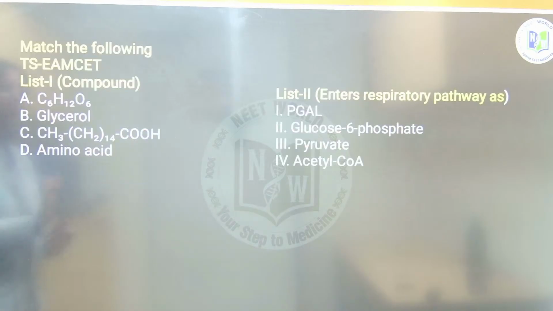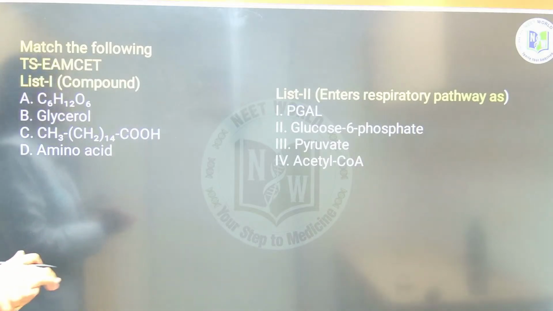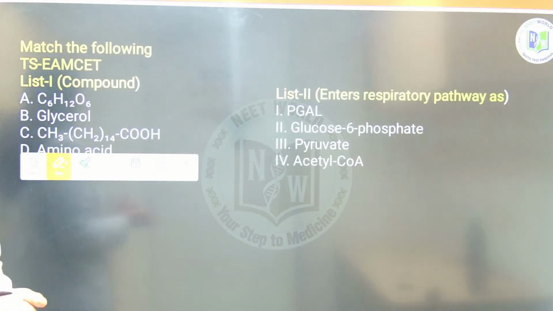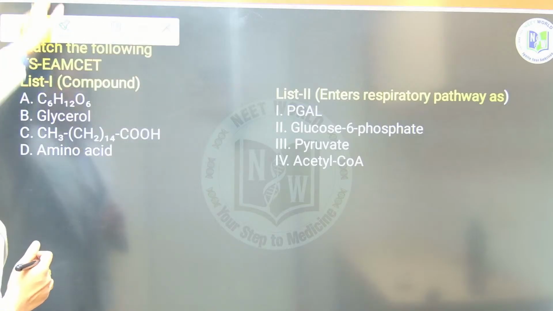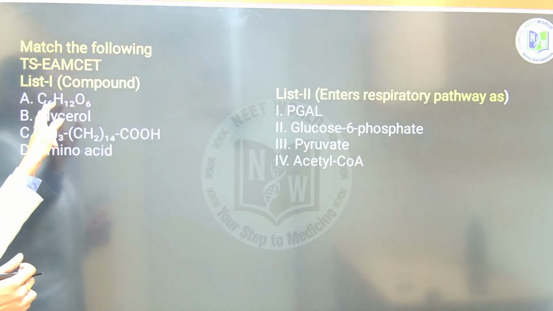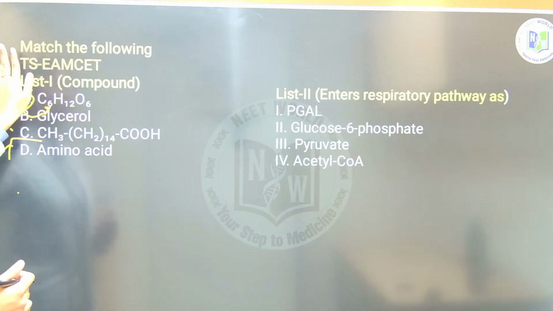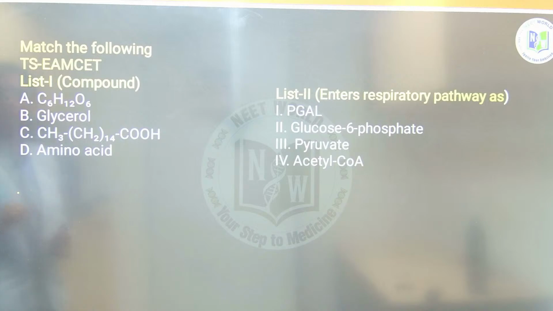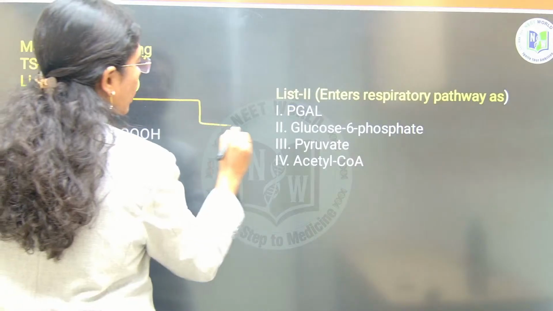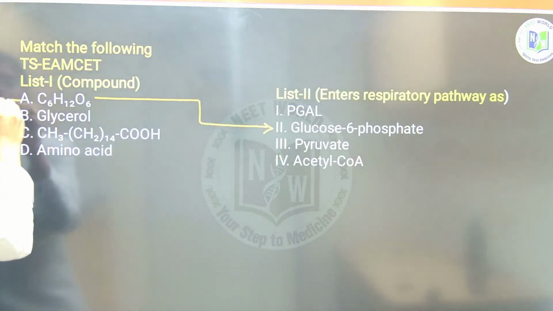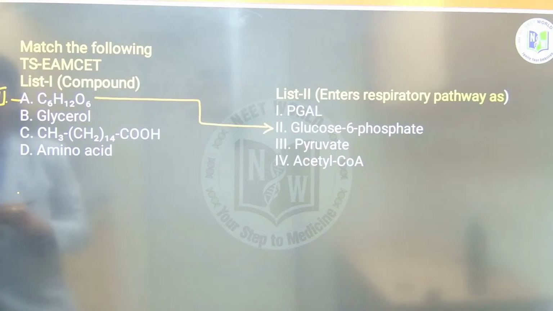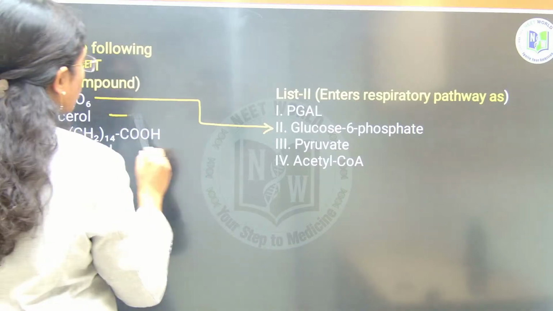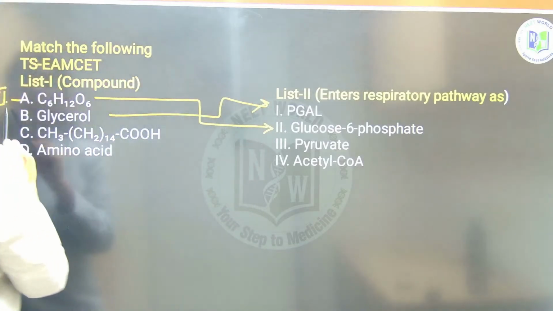Match the following type of question you see. This is glucose, list 1 and list 2. Which one will enter the respiratory pathway, he is asking. Glucose gets phosphorylated to glucose 6-phosphate. So, A will be 2. Glycerol turns to phosphoglyceraldehyde, which is option 1.